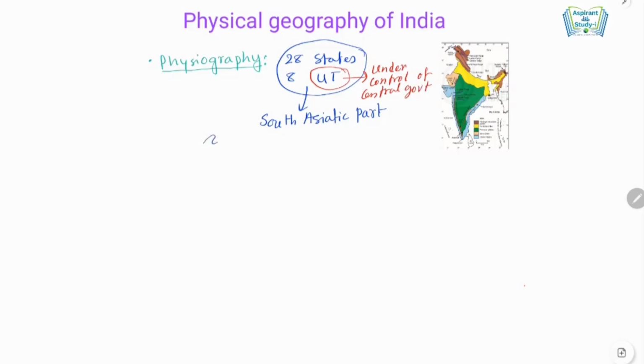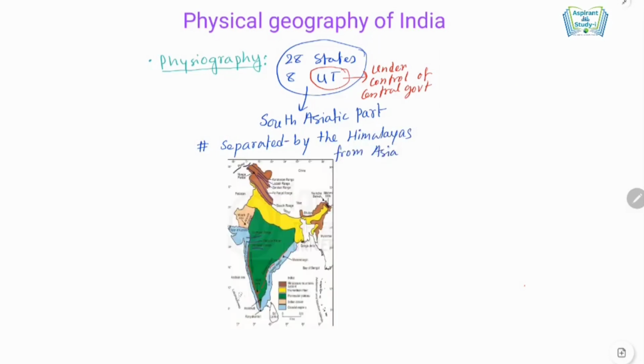India is separated from the rest of the continent of Asia by the Himalayas. Now let's see in the map. This is east, west, north, south. In this area, India is covered by the Himalayas, and the northern part of the Himalayas is known as the lofty Himalayas.